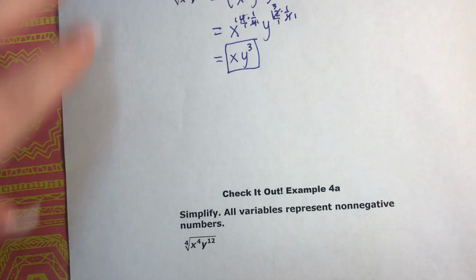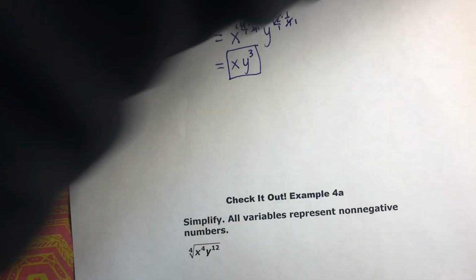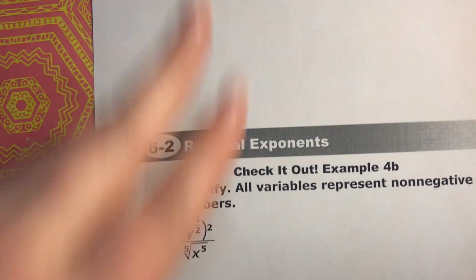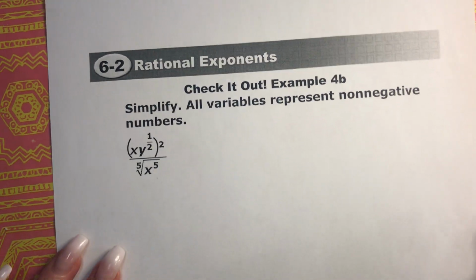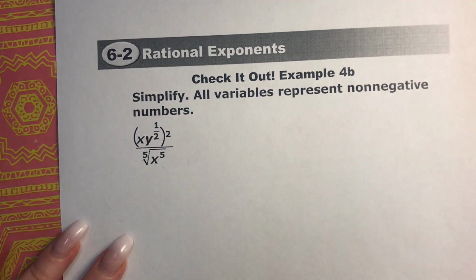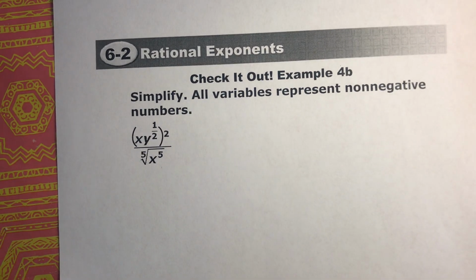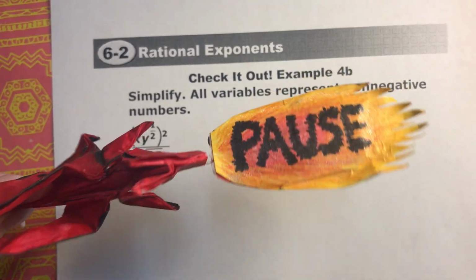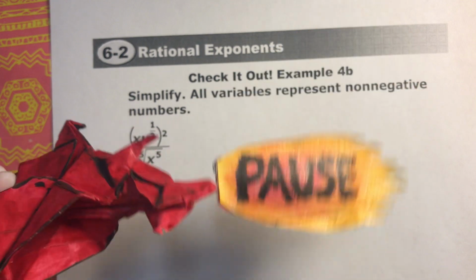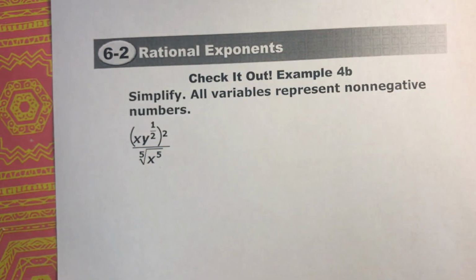Okay, let's look. Oh, we already did that one. Okay, now it's time for check it out for B. Okay, so this one, I want you to give it a try on your own. Here's my friend the pause dragon. Go ahead and work it out. Press pause, work it out. When you get done, press play, and we'll talk about it. All right, see you in a bit.